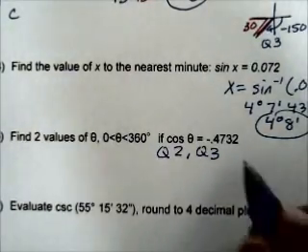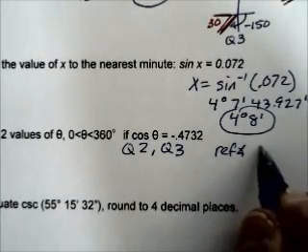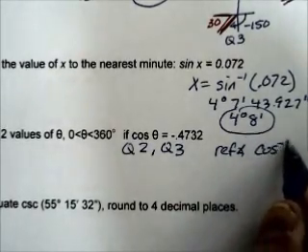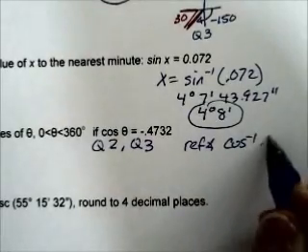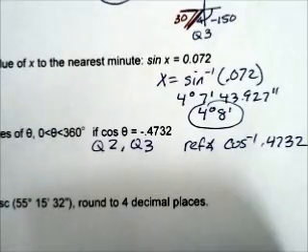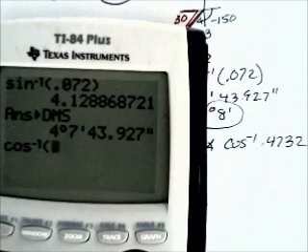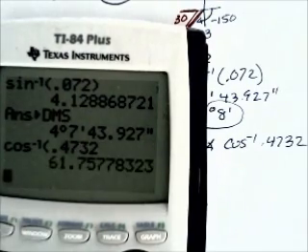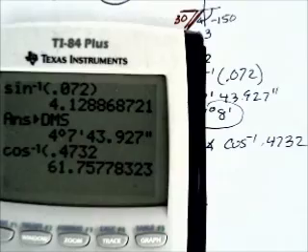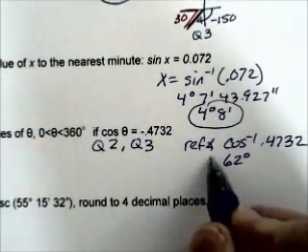To go to the calculator, we're going to get the reference angle, the acute angle. We will key in the cosine inverse of 0.4732. So second cos, and then 0.4732. Rounding to the nearest degree, that would be 62 degrees, but this is our reference angle. So our reference angle is 62 degrees.